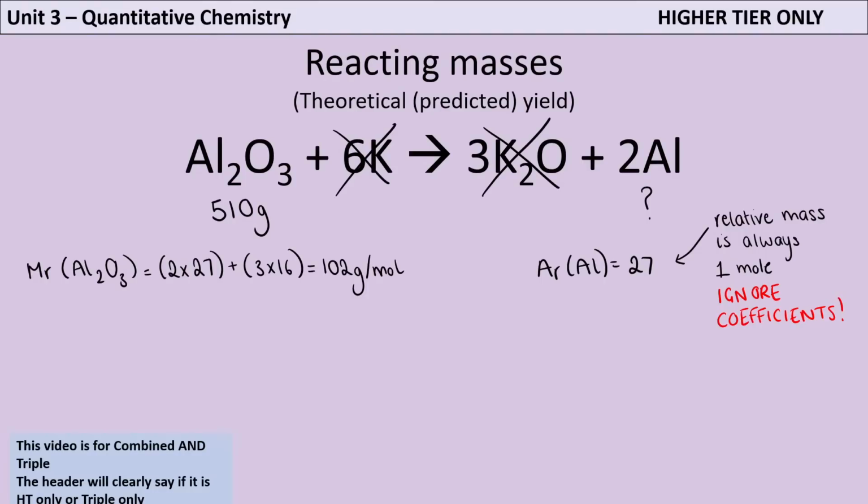How did I get the 102? Okay, so Al2O3 has 2 aluminiums in, and aluminium has a mass of 27. You have a periodic table, so you will be able to look that up. And then it has 3 oxygens in, and oxygen has a mass of 16, so 3 lots of 16. And if I add all those up together, I get 102.